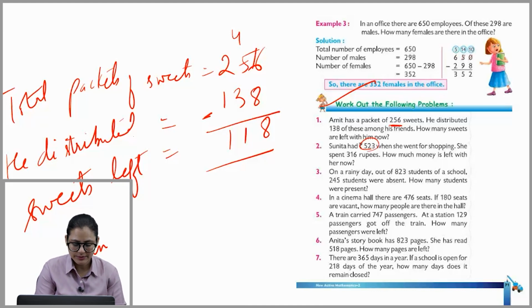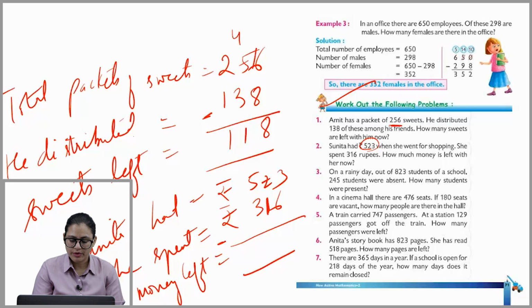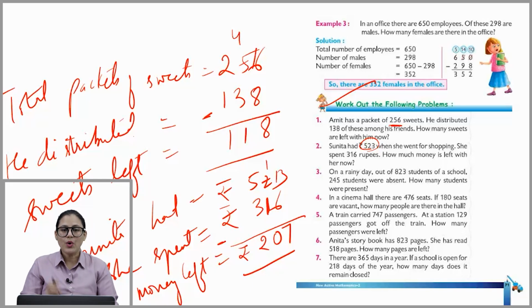Sunita had rupees 523. She spent, how much did she spend? 316. And money left, you will subtract, okay? This is 1. You will borrow from here. 13 minus 6 is 7, 1 minus 1 is 0, and 5 minus 3 is 2. Okay, so 207 rupees are left with her now, right?